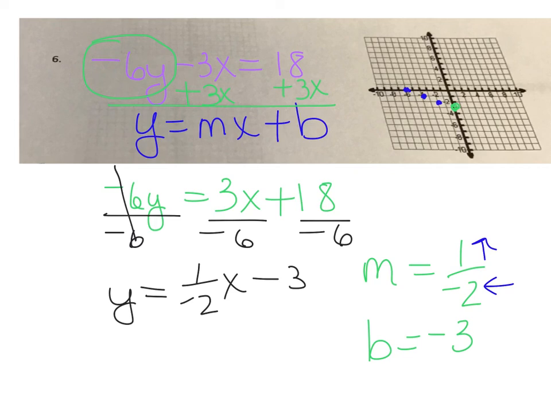Now if I wanted to, I could go the opposite way. Instead of up, I'll go down 1, and instead of left, I'll go right 2. So back to the green point, I'll go down 1, and I'll go right 2. So there's what your line should look like for number 6.